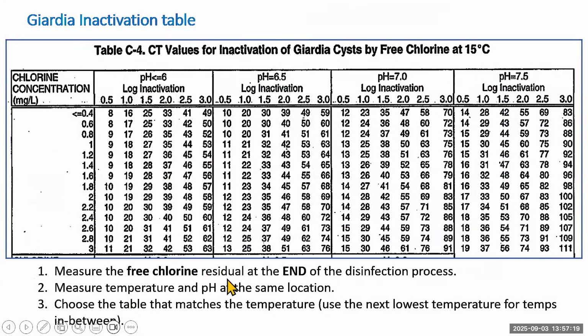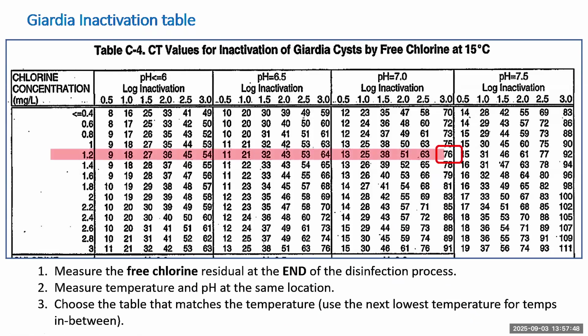In this, we measure the free chlorine residual at the end of the disinfection process. So when we're done disinfecting, we measure that. And at that same point, same location, we measure the temperature and the pH. So we choose the table that best matches our temperature, and we use the next lowest for temperatures in between. So let's go on to an example here.